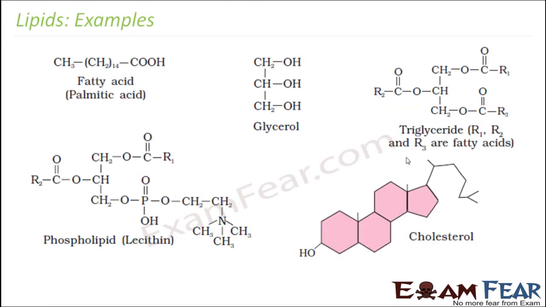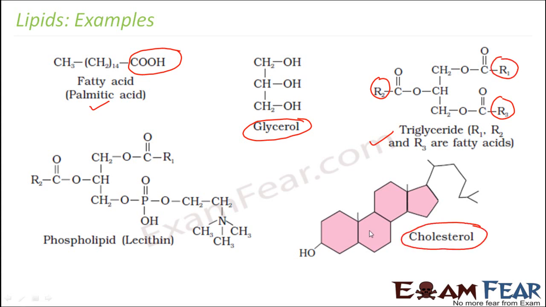So let us look at some of the examples of lipids. Here you can see the presence of a carboxyl group which makes it a fatty acid, and this is palmitic acid. Glycerol, this is how it looks. A triglyceride will have 1 glycerol and 3 fatty acids. Cholesterol is nothing but a sterol because you can see 4 carbon rings here. A phospholipid, as I said, will have 2 fatty acids, 1 glycerol which you can see here, and 1 phosphate group. So this is a phospholipid, that is lecithin in this case. These are some of the examples of lipids.